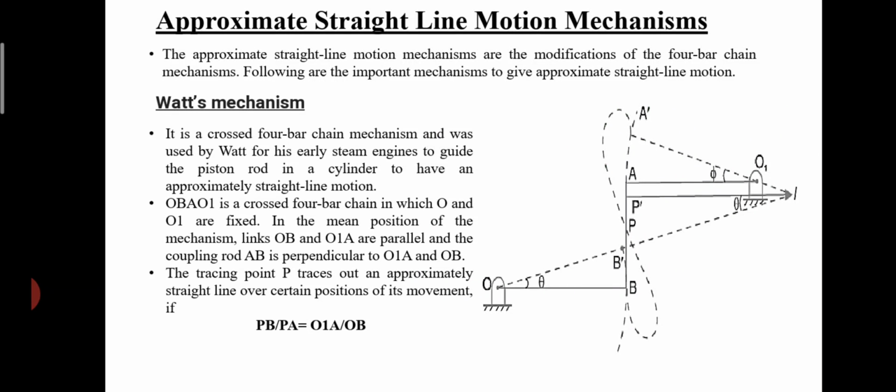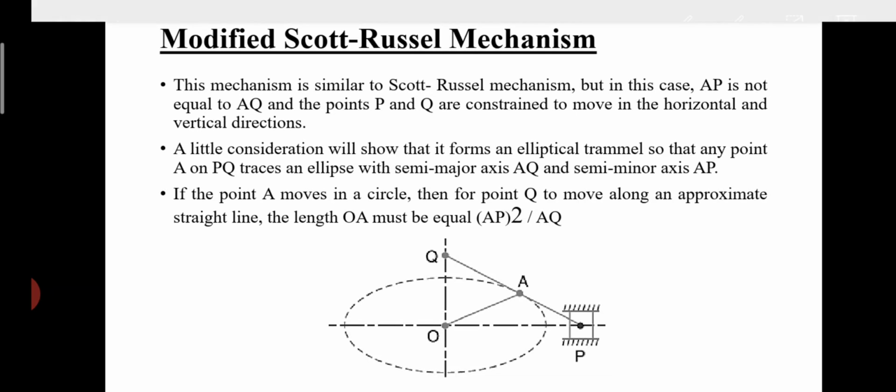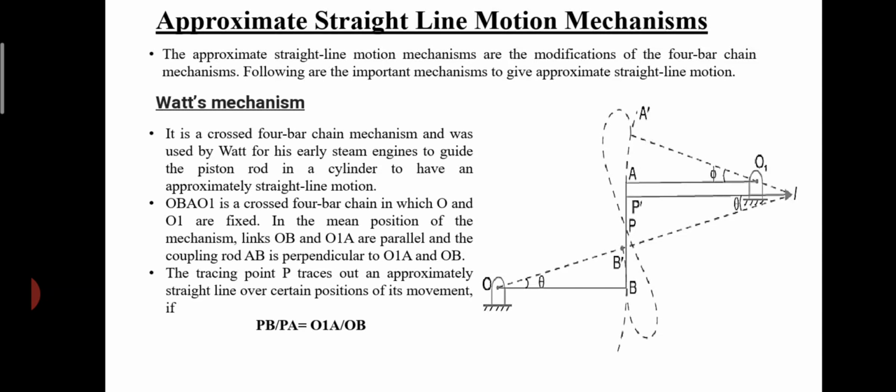It is a cross 4-bar chain mechanism and was used by Watt for his early steam engine to guide a piston rod in a cylinder to have an approximate straight line motion. तो यहाँ पे बेसिकली 4 बार चेन का मॉडिफिकेशन है, सिर्फ यहाँ पे लिंक को क्रॉस कर दिया है, क्रॉस 4 बार कर दिया है. ओके, और ये अर्ली स्टीम इंजन यूज में पिस्टन होल को गाइड करने के लिए सिलेंडर में होता था, और इसकी जो मोशन होती है वो अप्रोक्सीमेटली स्ट्रेट लाइन मोशन हमको मिलती है.